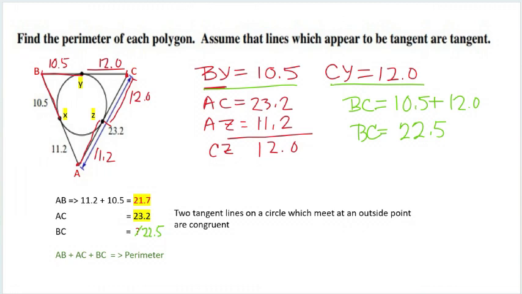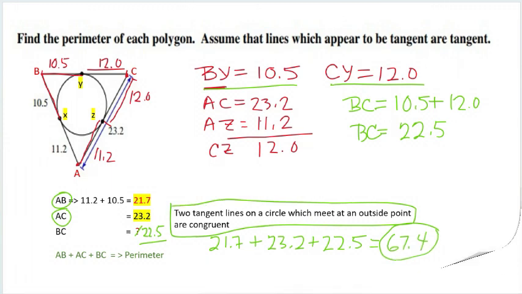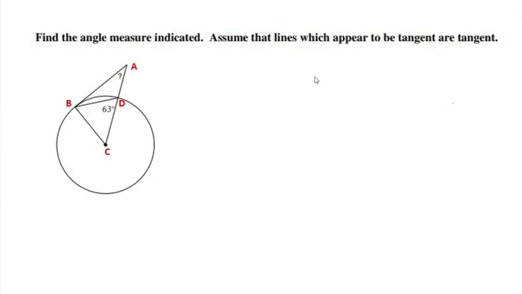We have AB, which is 21.7. AC is 23.2. And we add that with our new number, 22.5. And that would give us 67.4. So that's how we would determine the perimeter using the two tangent lines that meet outside the circle are congruent. So let's take a look at this last problem.